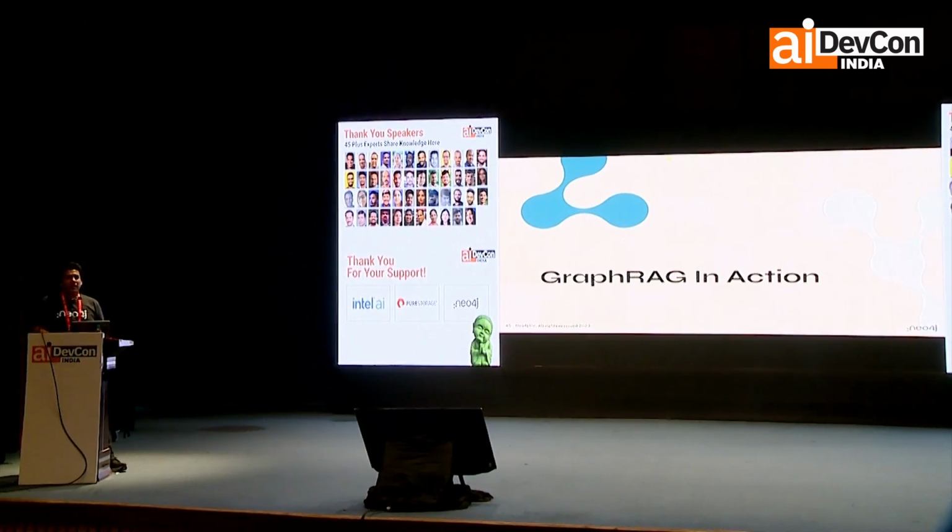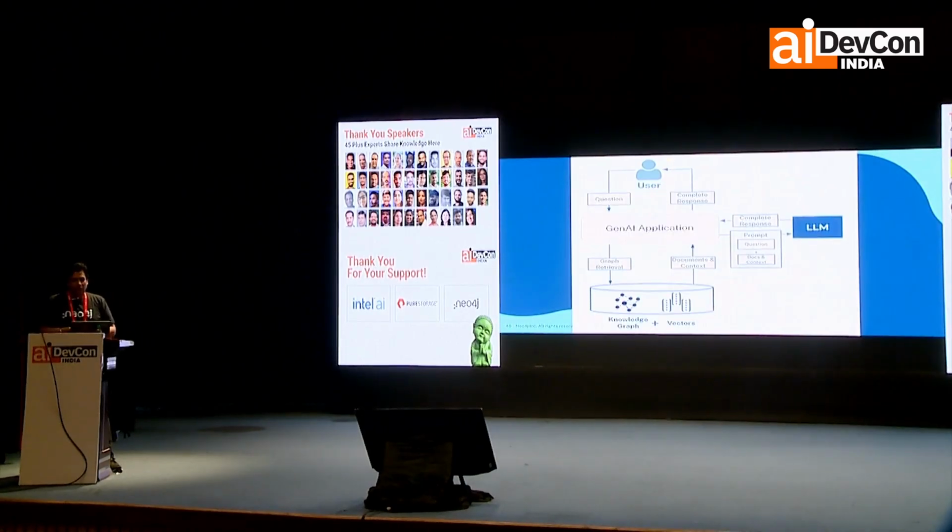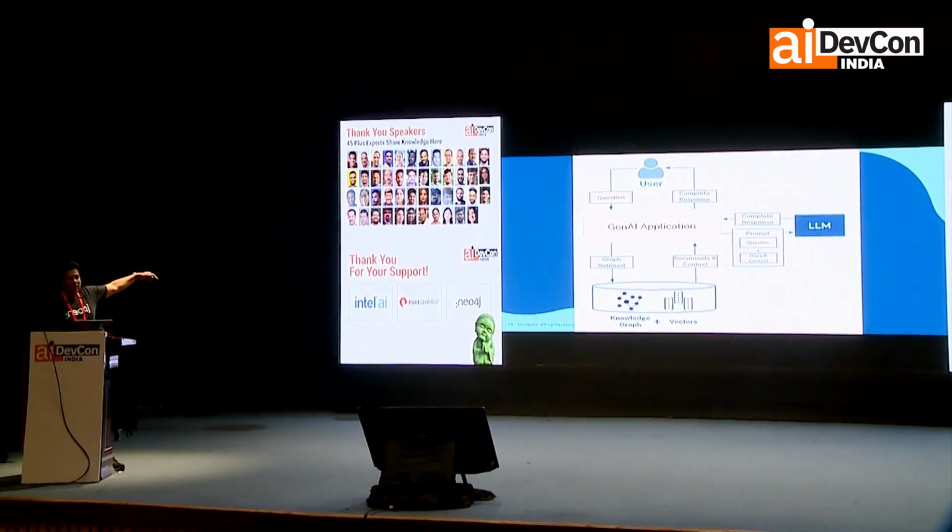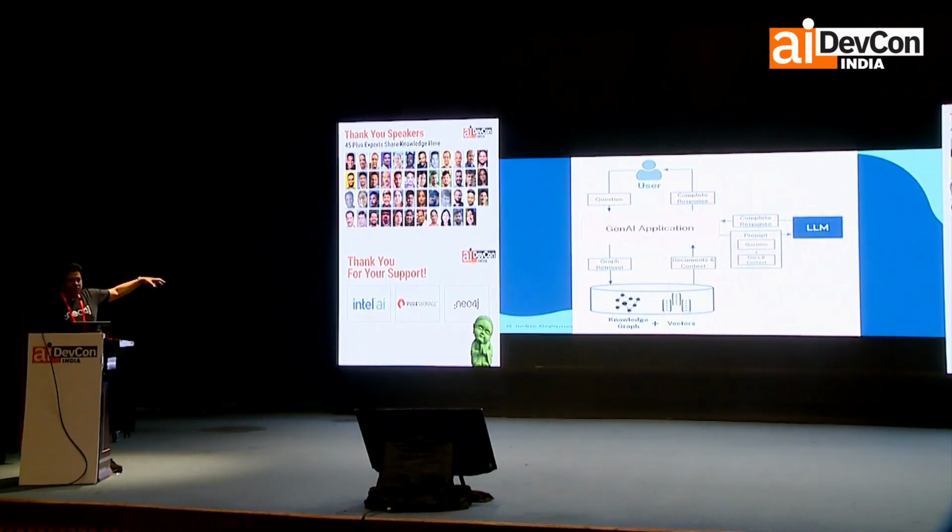So we take GraphRAG into action. Now GraphRAG, as I said, we are not disregarding vectors over here, but we are appending them with knowledge graphs. So when a user asks a question and there is a GenAI application running in the backend, it does a graph retrieval and also does a vector search. Based on the two together, it extracts the documents and the context and passes it back to the LLM, which further generates a complete response and gives it back to the user.